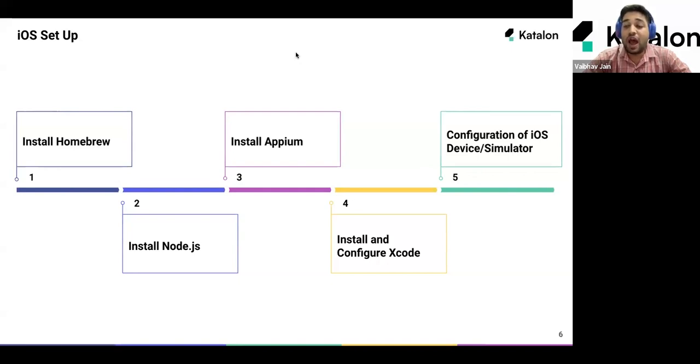And to work with the iOS application, we need Xcode. Without Xcode, we can't work with mobile automation for iOS applications. If you're working with a Mac machine, you can directly install Xcode. And if you're working on a Windows machine, you need a Mac VM to work on iOS mobile automation. Once we have installed all this software, we can do the iOS device or simulator configuration. So all this software is required for iOS mobile automation.